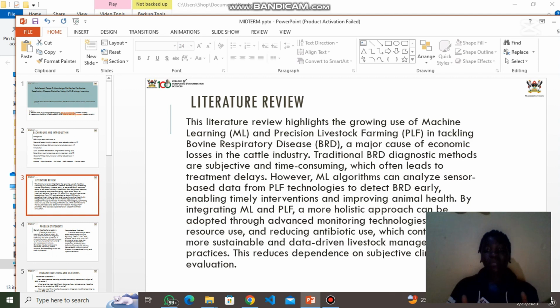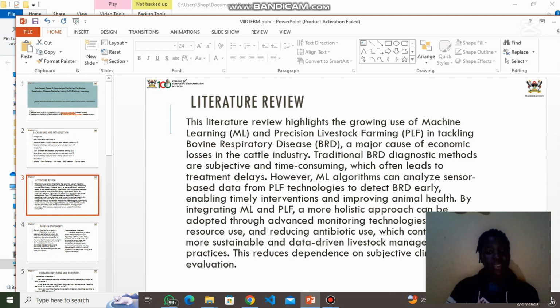Basically, it's through the machine learning algorithms that can analyze this sensor based data. Like the moment the sensor detects the temperature, it brings that data to this, and then the data is detected. After detecting, we get notified or an alert, and then we get to know that either the cattle is healthy or affected. So the moment we use these algorithms, basically they enable us to get timely interventions, thus improving on animal health.